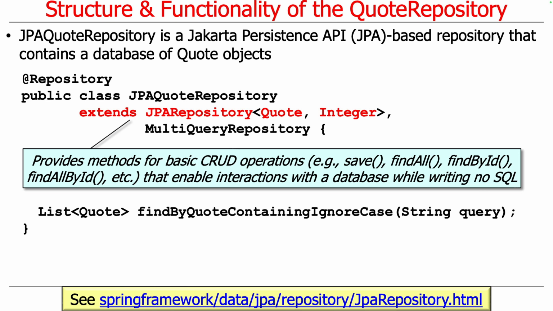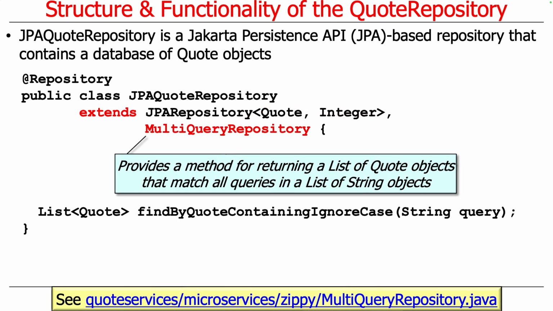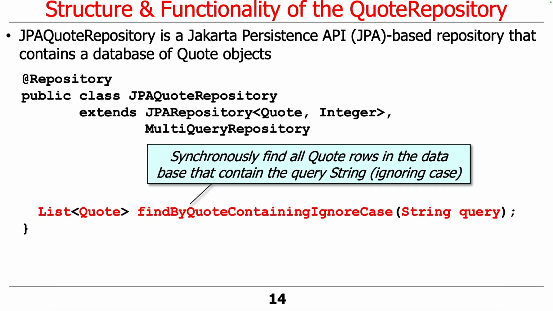This is all part of what's often referred to as object relational mapping. We get this capability in our JPA Quote Repository by extending the JPA repository. JPA repository is an interface, and you can see here that this is going to tell the repository it's going to have a table of quotes, because those are the Zippy quotes, and they're going to be keyed by integers. Then there's something else we'll talk about later, something we write called multi-query repository, which is going to provide a custom way of querying that's more powerful than we get out of the box. We'll talk more about that shortly.